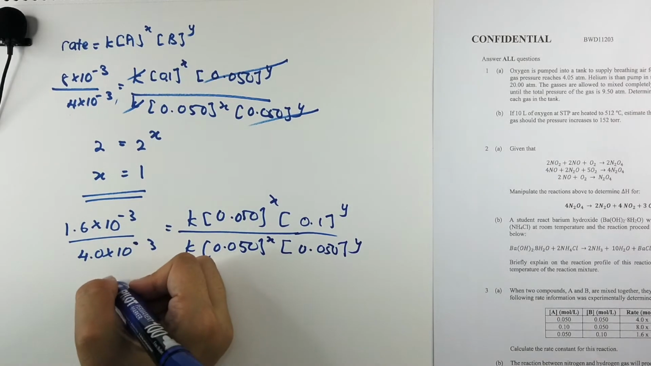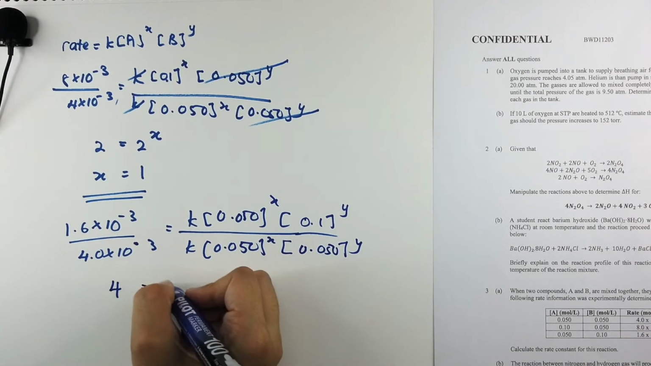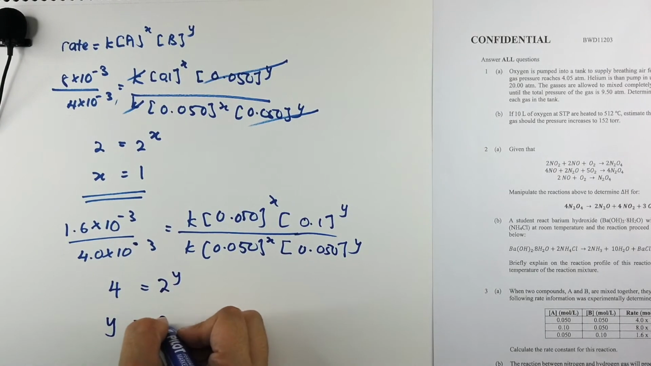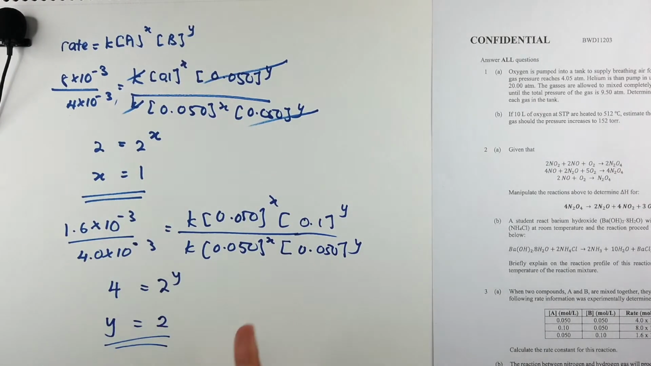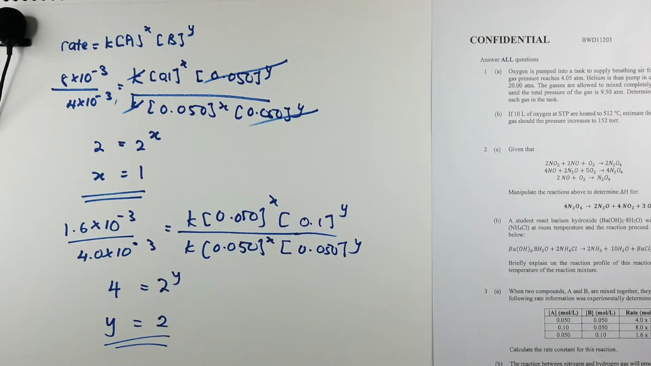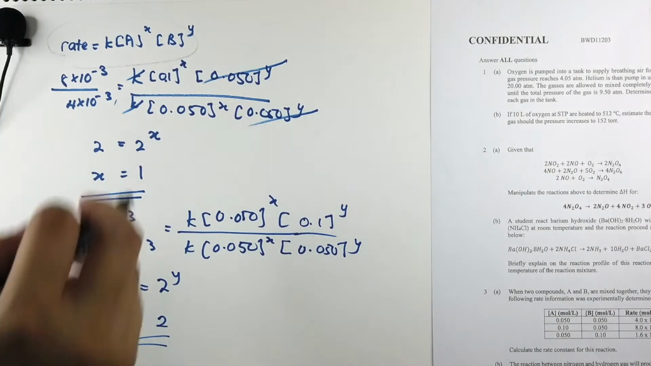Therefore, you should get 4 equivalent to 2 to the power of Y, and Y is equivalent to 2, because you know 2 to the power of 2 is equivalent to 4. Alright, so from here, you can write again the rate law. You just have to copy the same thing, the rate law here.